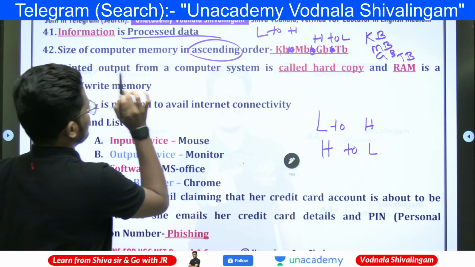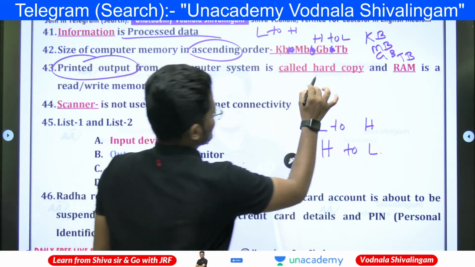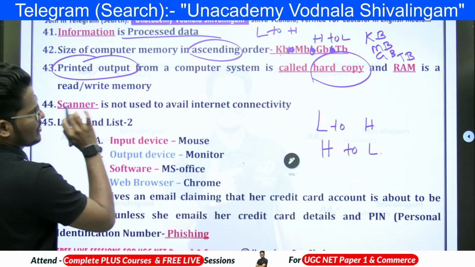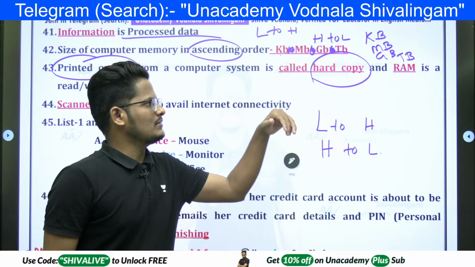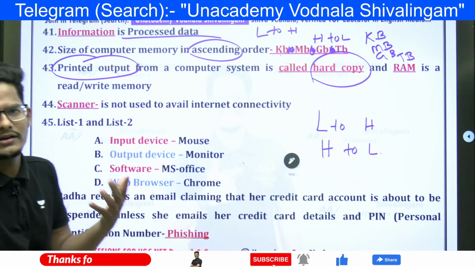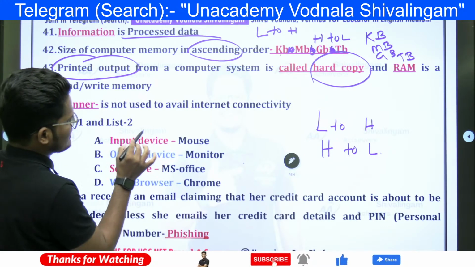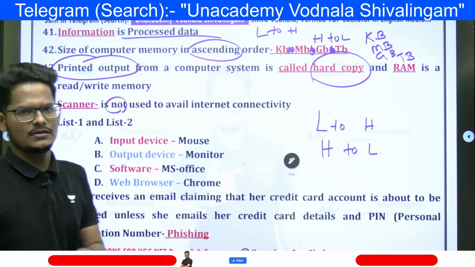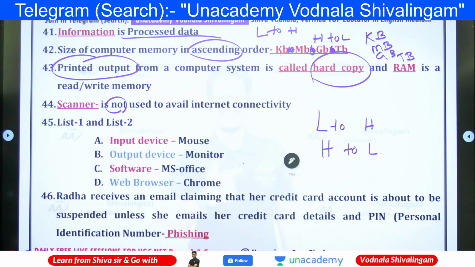Printed output from a computer system is called a hard copy. And RAM is read and write memory, because RAM, random access memory, is where you can read and also write. But ROM, you cannot write, you can only read and use it. Scanner is not used to avail internet connectivity. A scanner just converts a physical hard copy into a soft copy.